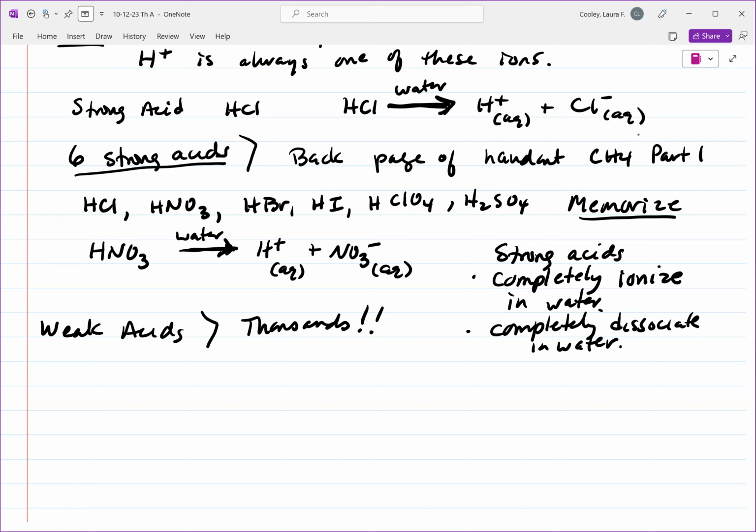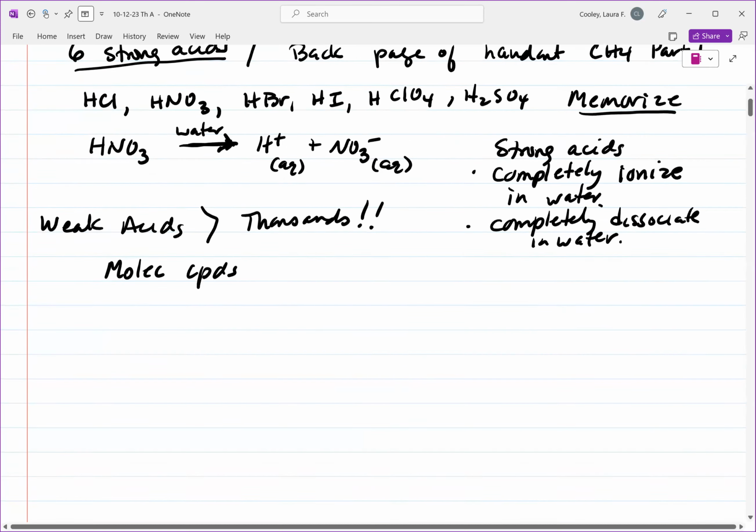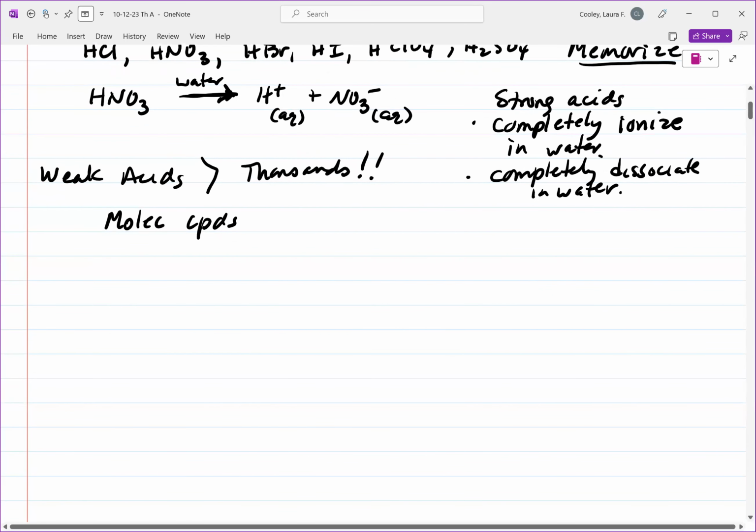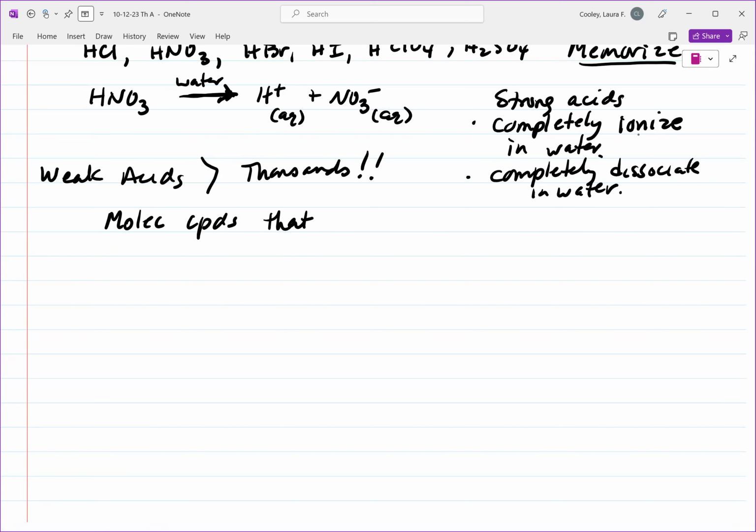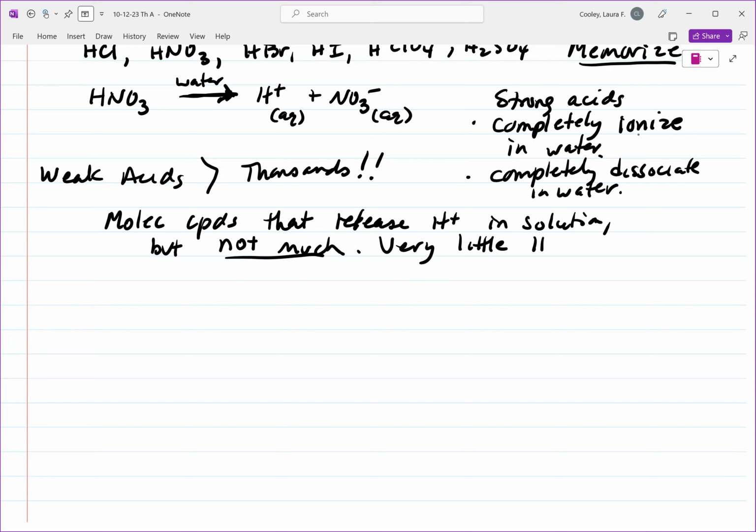All right. So weak acids are also molecular compounds. They release hydrogen ions in solution, but they do not release nearly as many. Only a little ionization happens. So they're molecular compounds that release H plus in solution, but not much. Very little H plus is released. But still, they do release some, and they are called weak acids.